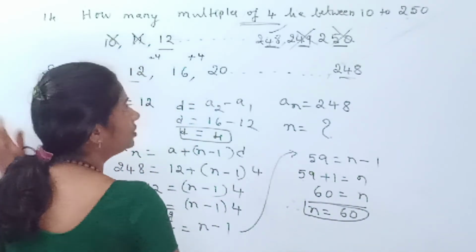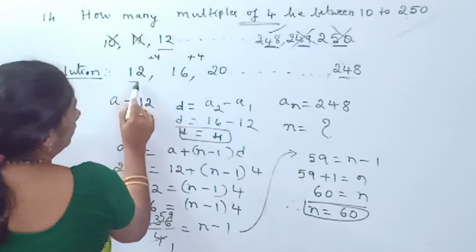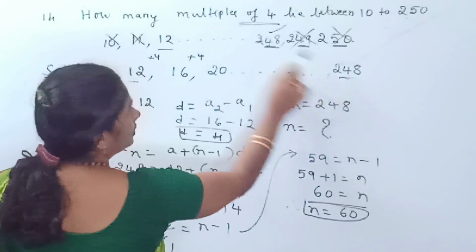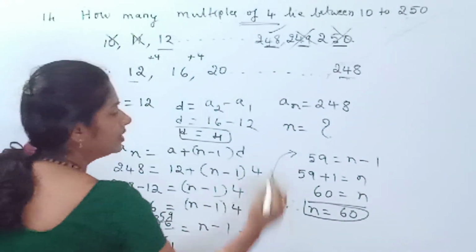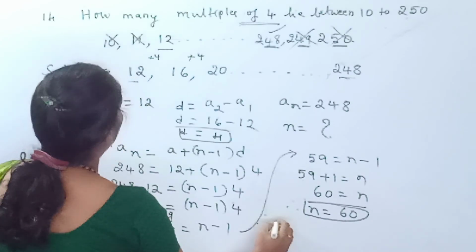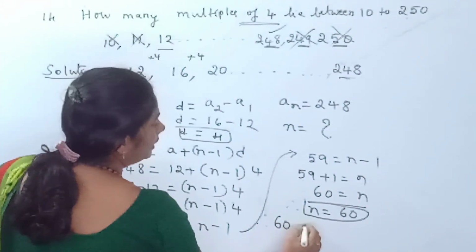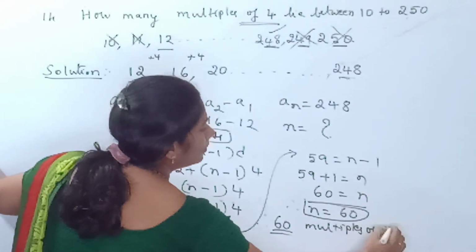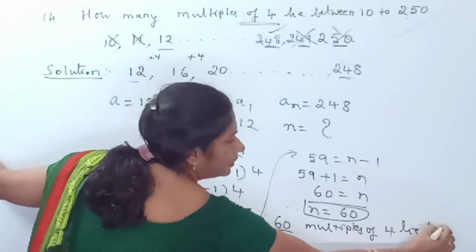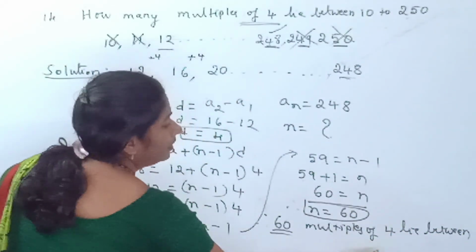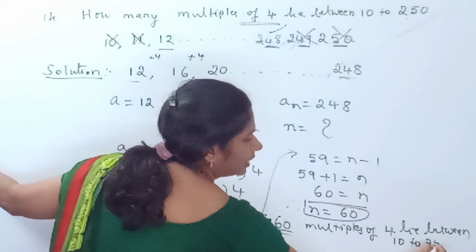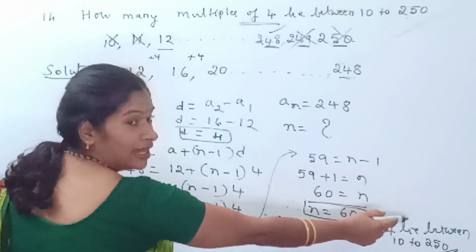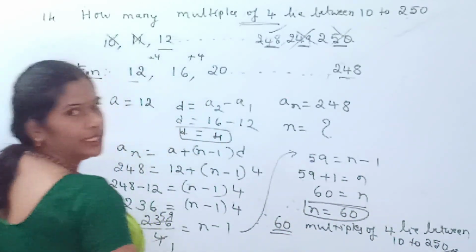So what is your conclusion, children? Therefore there are 60 terms in between 12 to 248 which are multiples of 4. It's clear? So let me write the conclusion. Therefore 60 multiples of 4 lie between 10 to 250. What's the conclusion, children? Therefore 60 multiples of 4 lie between 10 to 250.